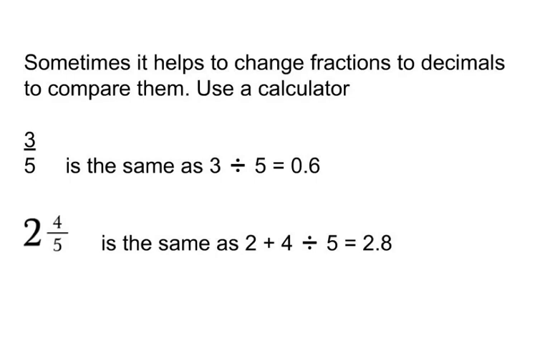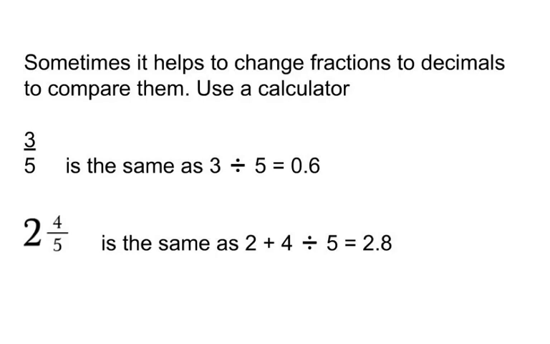3/5, this fraction is the same as 3 divided by 5. So in a calculator, if you put in the numerator 3 divided by the denominator 5 and hit enter, you will get 0.6, or maybe your screen says .6. This is 6/10, which is the same as the fraction 3/5.